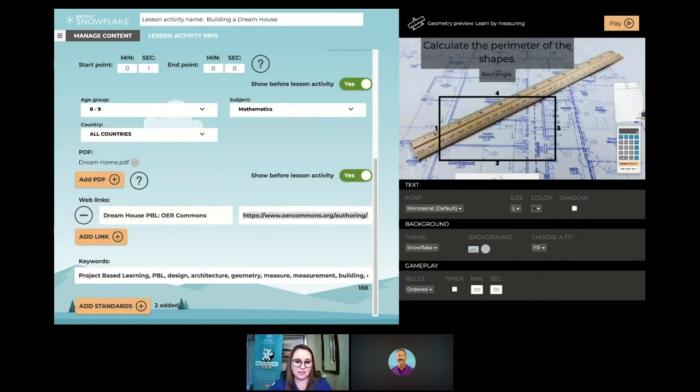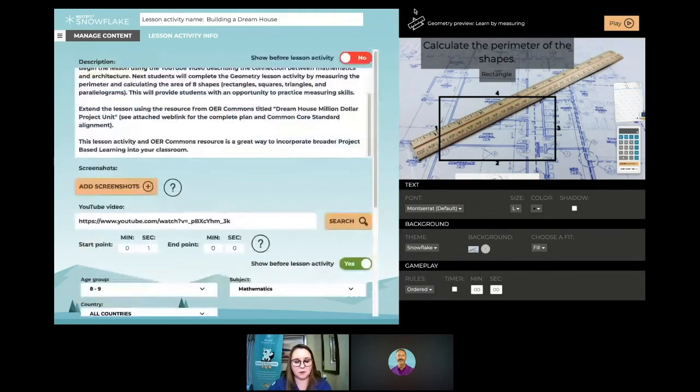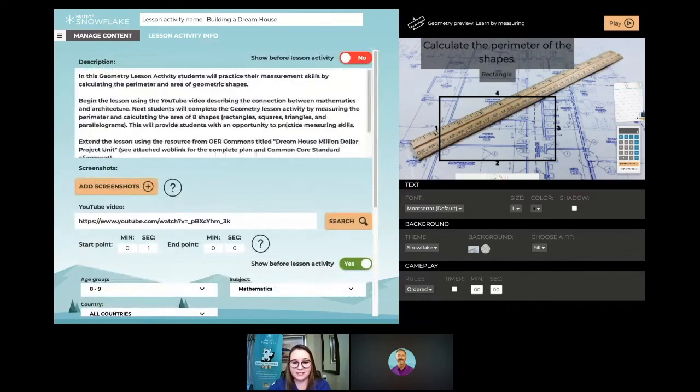I could even use this as my directions for my students so that they could see the timeline of how we were going to incorporate this project-based learning into our classroom routine. And then we can see I have my Common Core standards tied to that as well. So all of this would be in one space for my students to use. This one little lesson activity could be used as part of a broader unit of learning for my students.